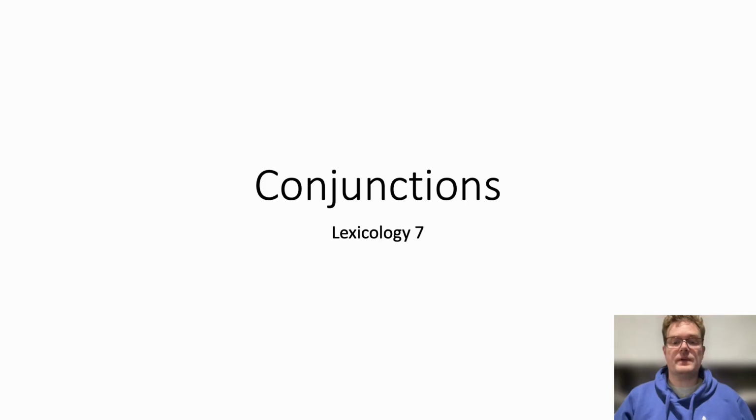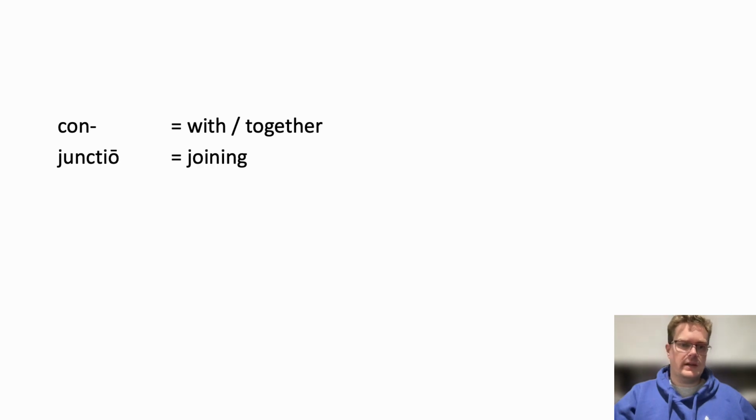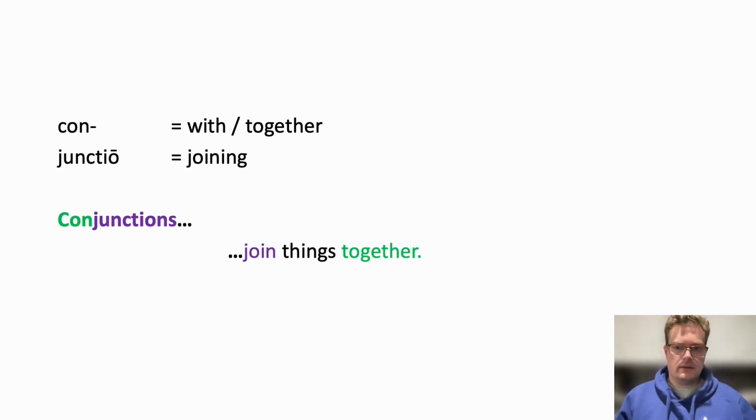Okay, the next word class we're going to talk about is conjunctions. Now, the definition of conjunction is right there in the name. Con means with or together, and junctio in Latin, or just junction and words like that in English, means you've joined things together. So conjunction literally just means joining things together, and that's exactly what they do.